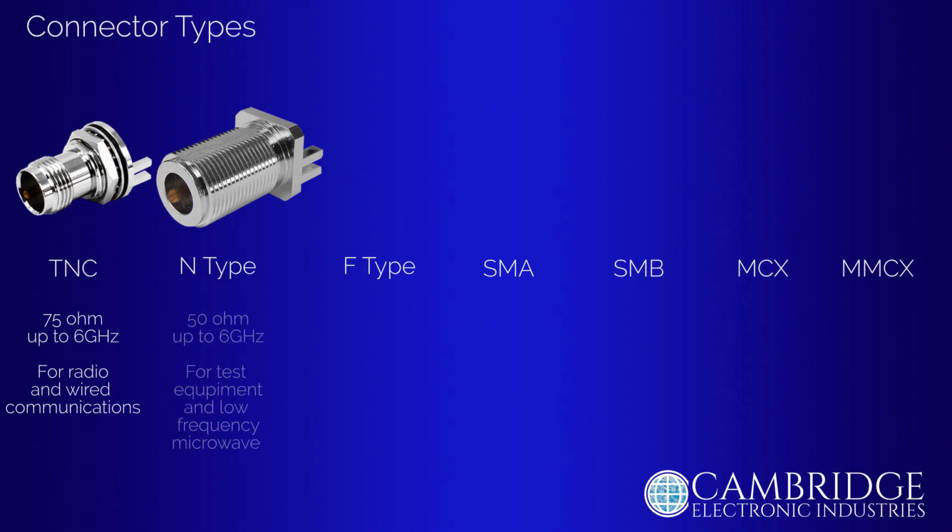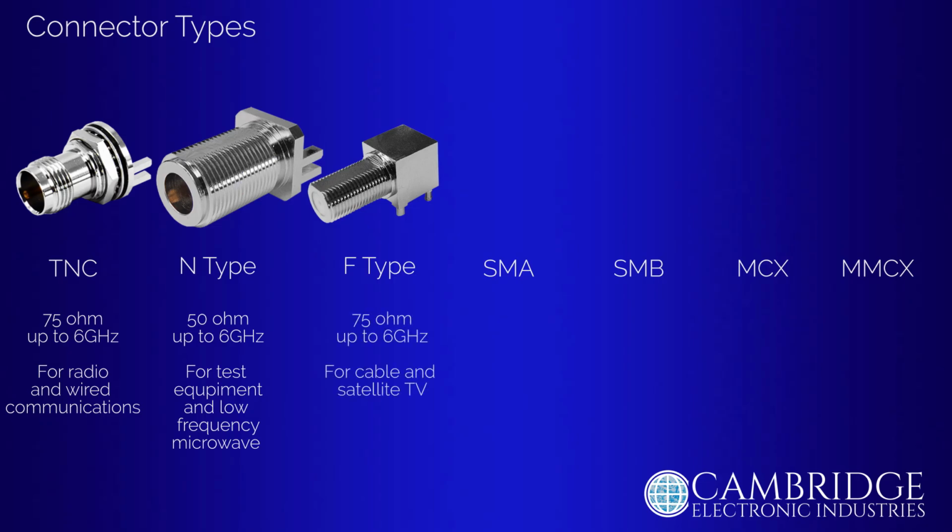Our N-type connectors are rated at 50 ohms impedance and operate at frequencies up to 6 GHz. The F-type connector features a long threaded female interface that mates with a cable-mounted threaded male plug. Commonly used in cable and satellite television, the F-type connector is unusual in that it does not employ a central pin. Instead, the bare cable conductor itself serves as the contact within the female socket. They are available in 75 ohm options and support frequencies up to 6 GHz.